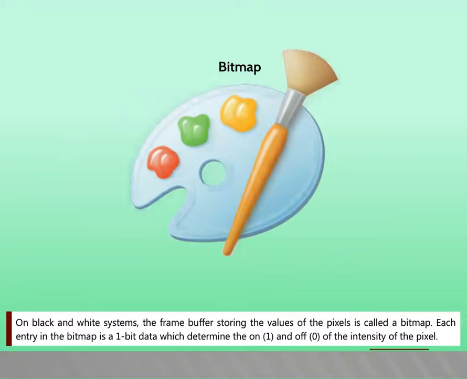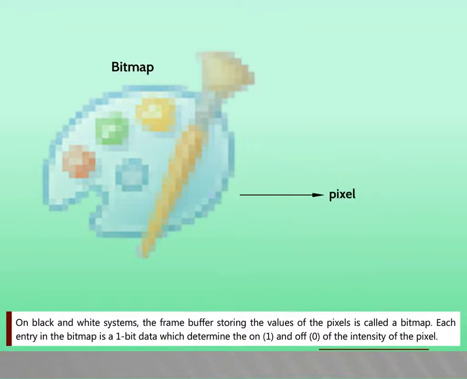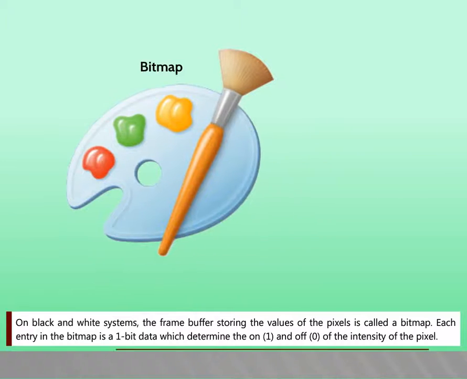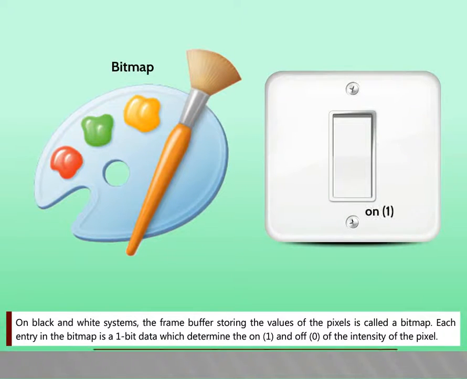On black and white systems, the frame buffer storing the values of the pixels is called a bitmap. Each entry in the bitmap is a 1-bit data which determines the on (1) and off (0) of the intensity of the pixel.